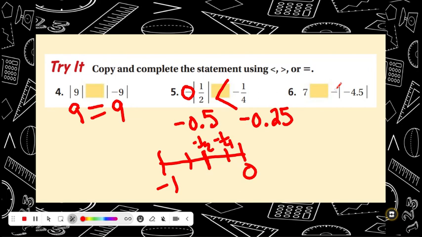And then 7 compared to the absolute value of negative 4.5. So 7 compared to negative 4.5. So you know 7 is greater than.